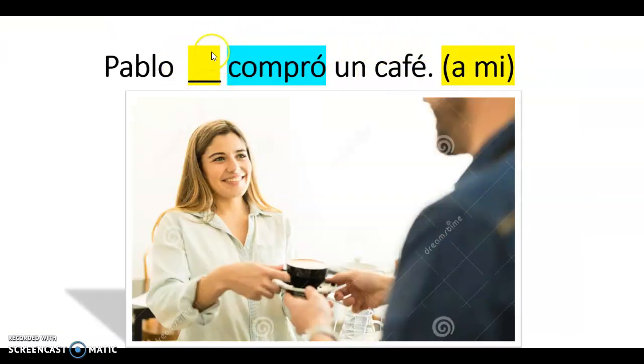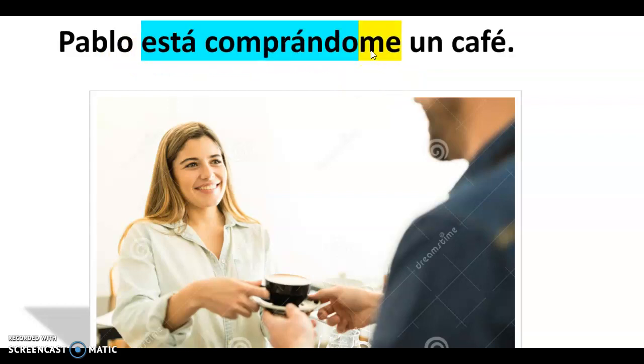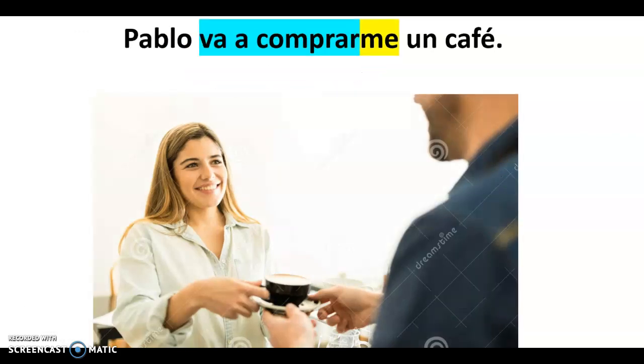What would go in the blank for a mí? Pablo bought me a coffee. Me compró un café. He's buying me a coffee. Me está comprando un café. Or está comprándome un café. He's going to buy me a coffee. Va a comprarme un café.